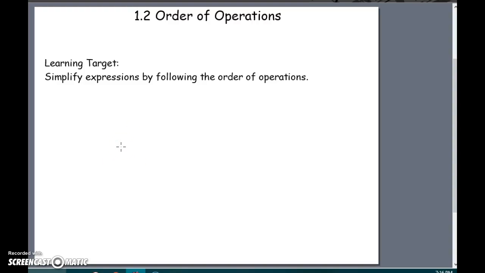Okay, today's video we're going to learn about order of operations. This might be a review for some of you. If not, then order of operations are like the 10 commandments in mathematics. Very important that you know the order that things need to be performed. So that's our learning target today. Simplify expressions by following the order of operations.